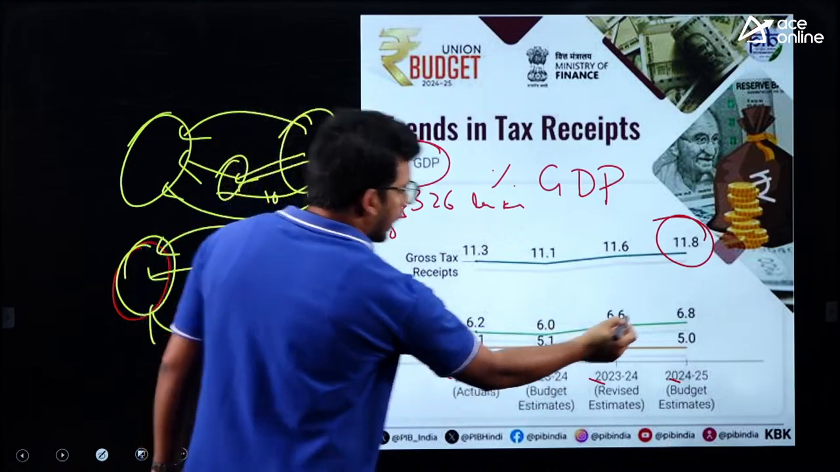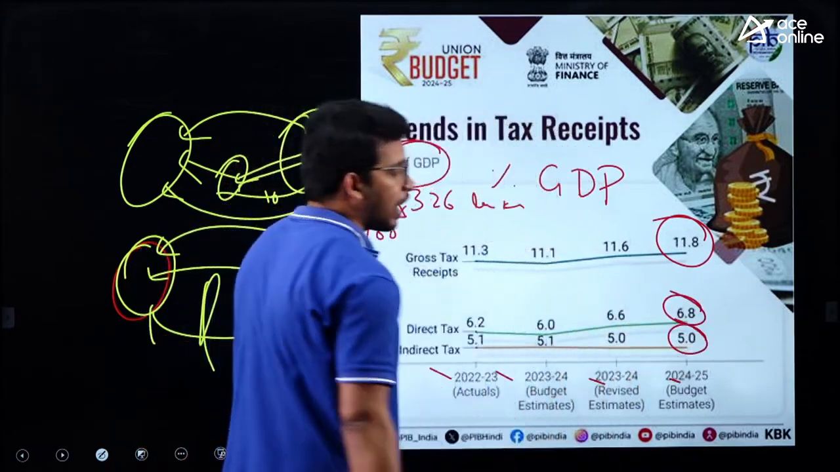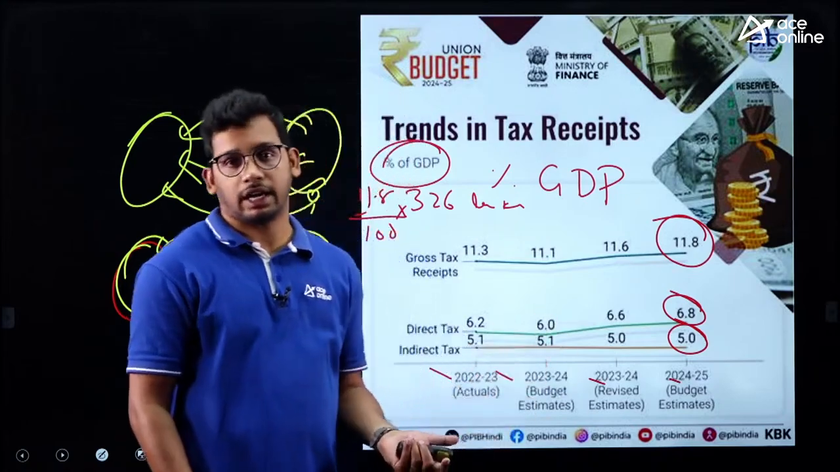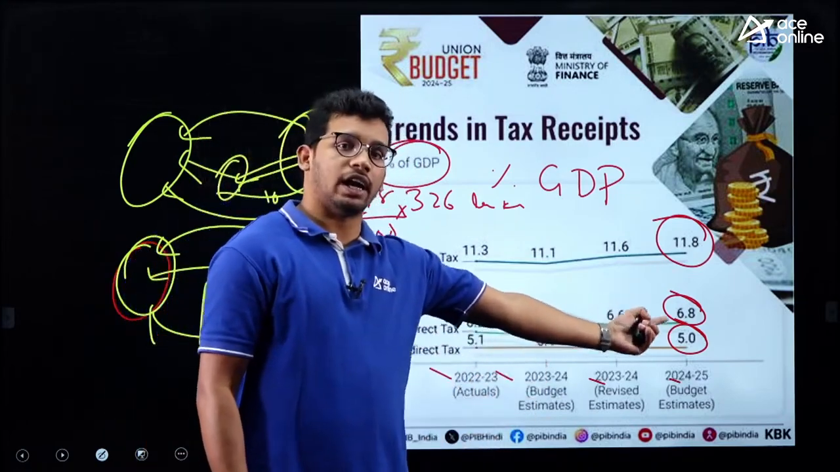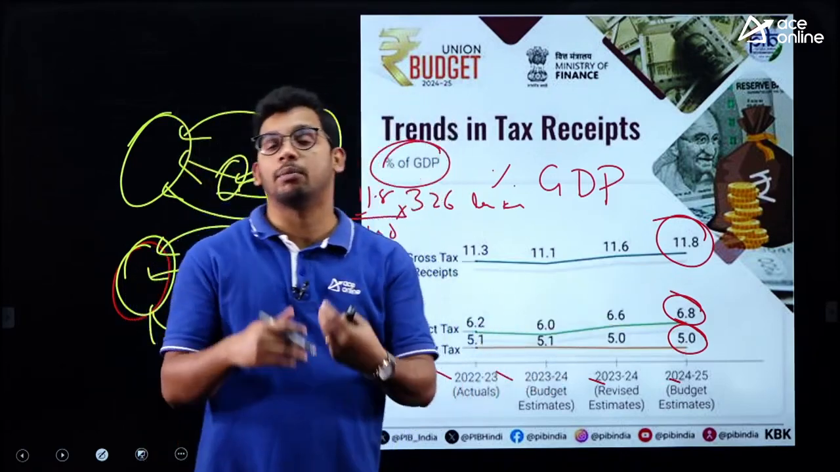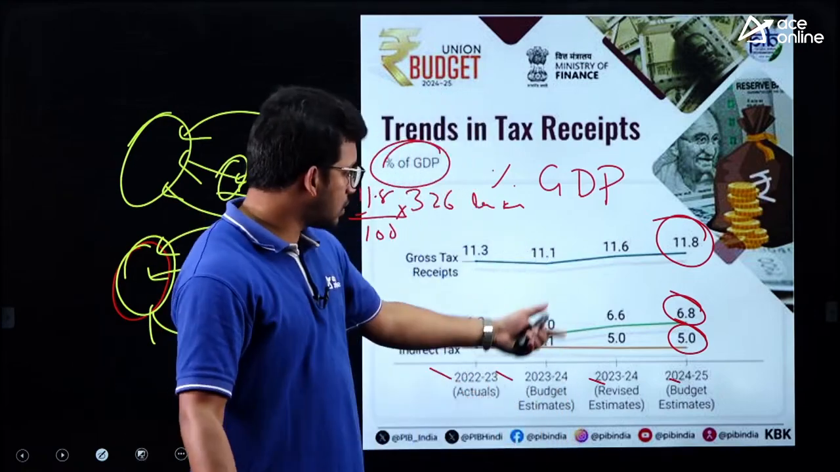In that, direct tax is 6.8 lakh crores, indirect tax is 5 lakh crore. That means in exam they may ask you, direct tax is more than indirect tax. Yes, 6.8 lakh crores are coming from direct tax and 5 lakh crores government is collecting from indirect taxes, right. So this is also very important.